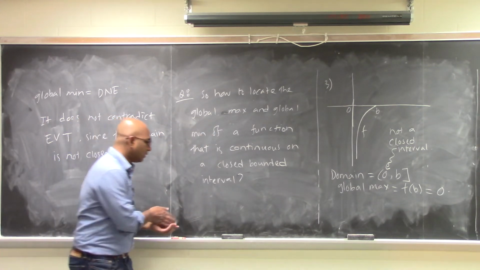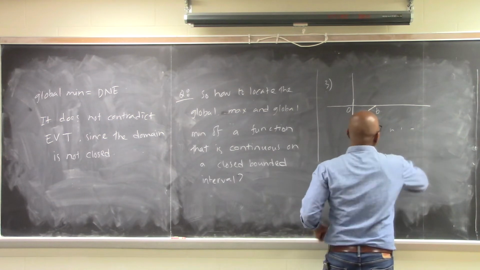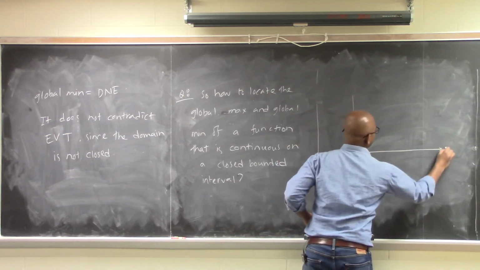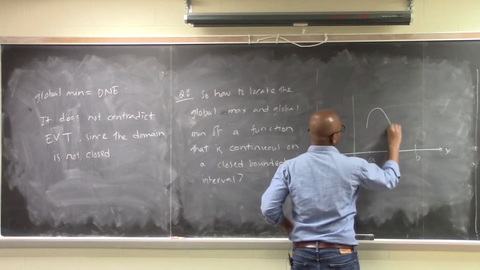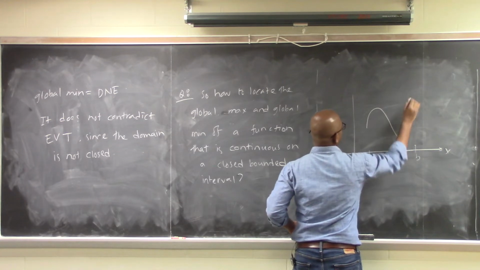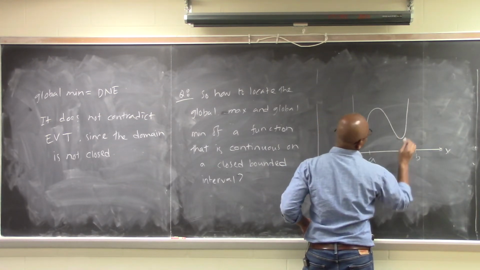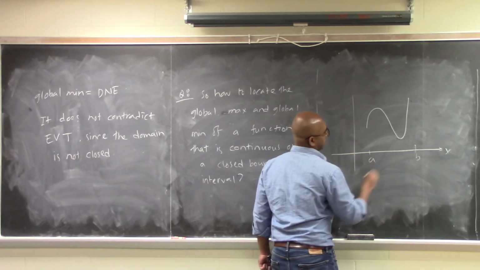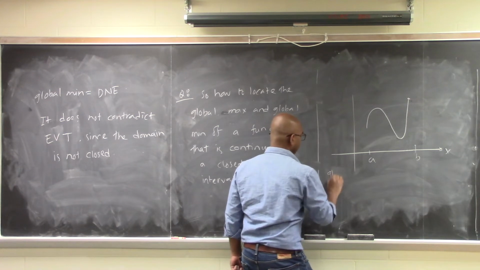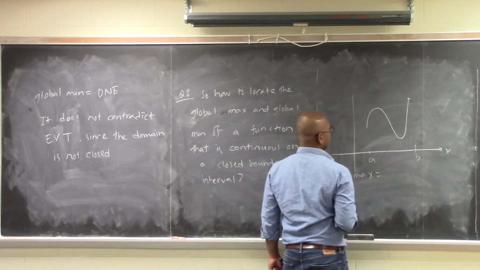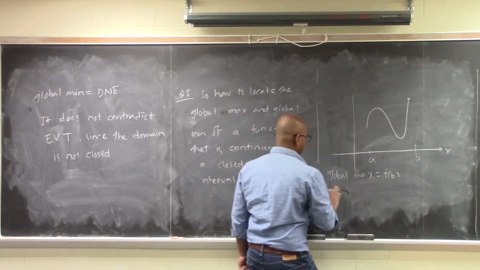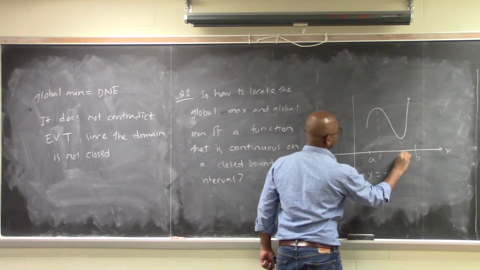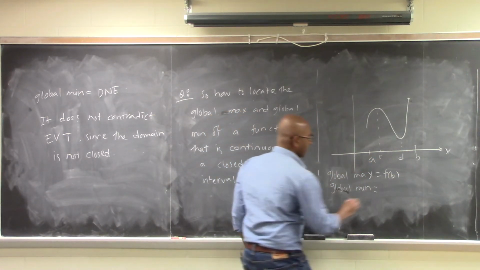And the idea is very simple. Let me just graph one picture and you will notice that immediately. So suppose I have this continuous function on this closed bounded interval. Now where is the global max? This is the global max, f of b. And what is the global min? f of d, right?